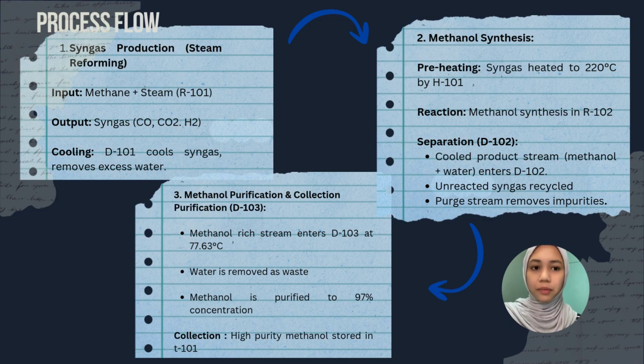The system first converts methane and steam into syngas in reformer R101, then cools it in D101 to remove water. The syngas gets preheated in H101 before methanol is synthesized in reactor R102. Unreacted gas is recycled back while impurities are purged out. Finally, the mixture gets purified in D103 to yield 97% methanol for storage in T101, with water removed as waste. The entire process optimizes efficiency through heat recovery and gas recycle.